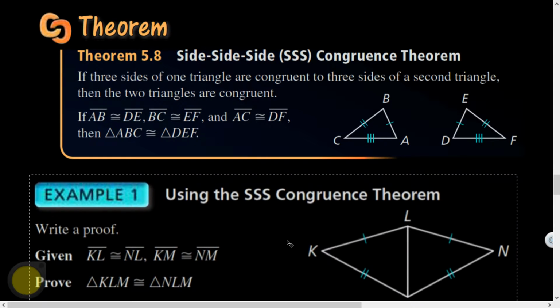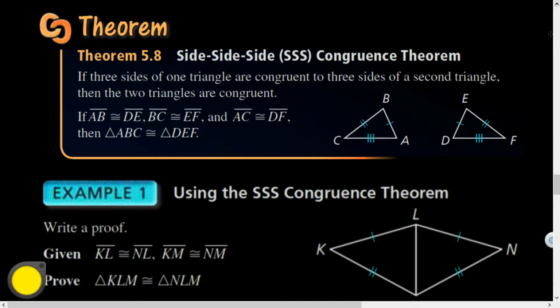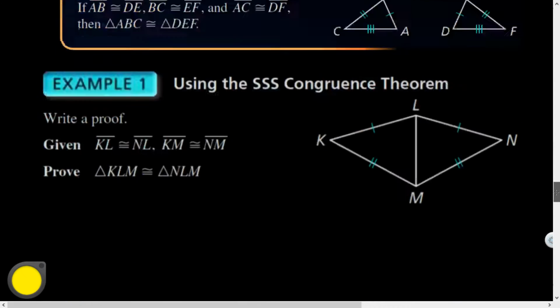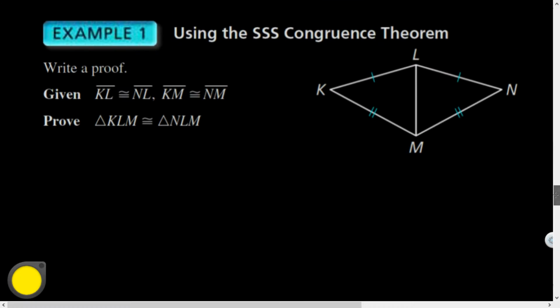So here's example one. Let's use the SSS congruence theorem to write a proof. We might run out of space, but that's okay. Let's write my givens. Statement, reason.